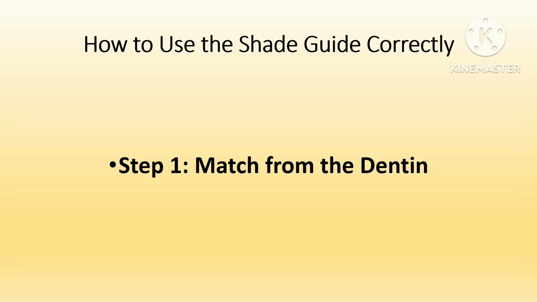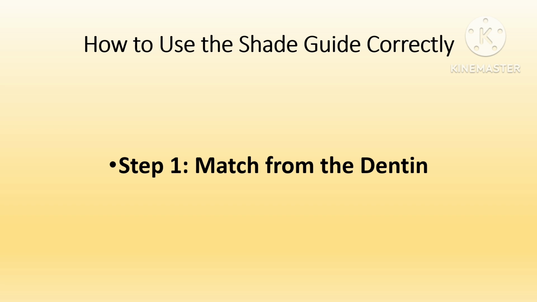So let's discuss how to use a shade guide correctly. Step 1 includes matching from the dentine. As dentine has the most significant impact on the color of the tooth, it is essential to prioritize it when choosing a shade. Enamel is more often translucent and can reflect the dentine's hue, but the dentine's color will be the core match you need to focus on.